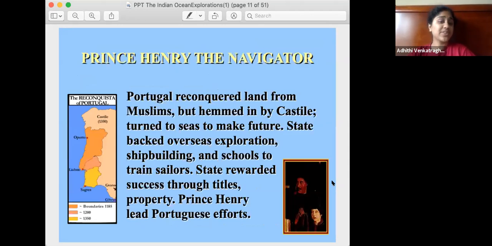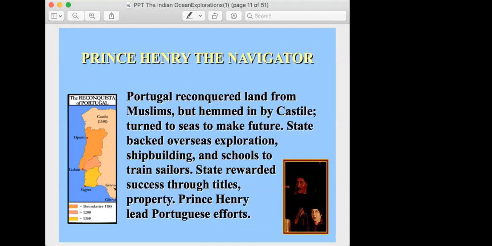There's also Prince Henry the Navigator of Portugal. So Portugal reconquered land from the Muslims, but was hemmed in by Castile, which turned to the seas to make a future. So the state backed overseas exploration, shipbuilding, and schools to train sailors, and they rewarded success through titles and property. Prince Henry led the Portuguese efforts. Let's move on.